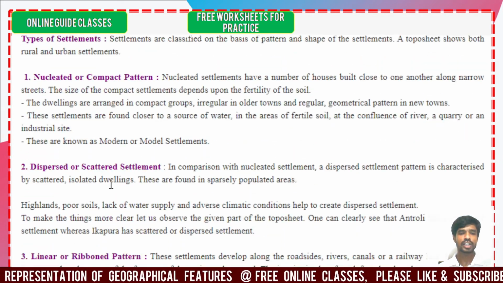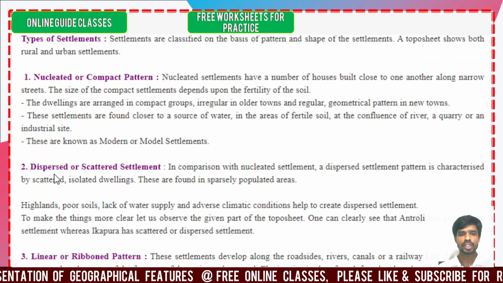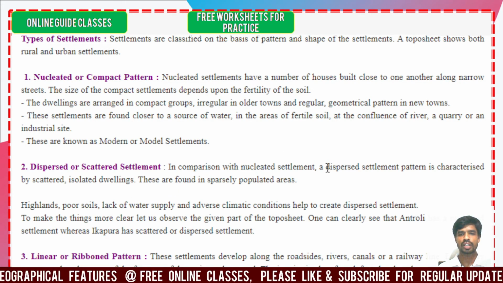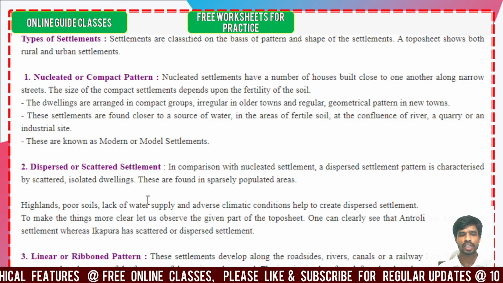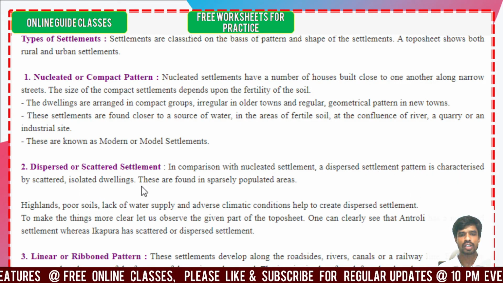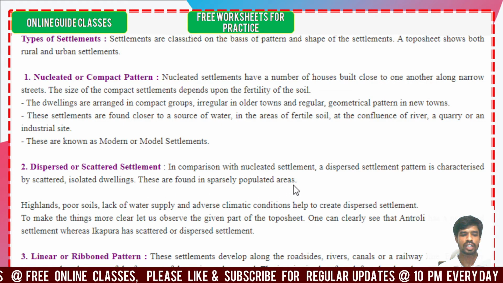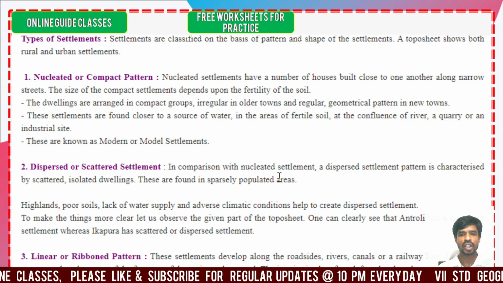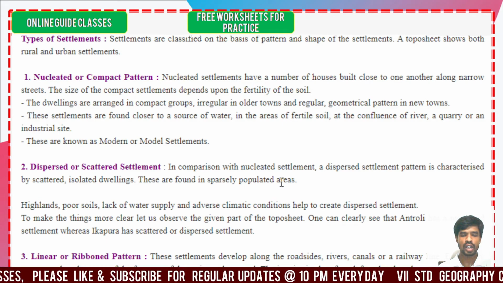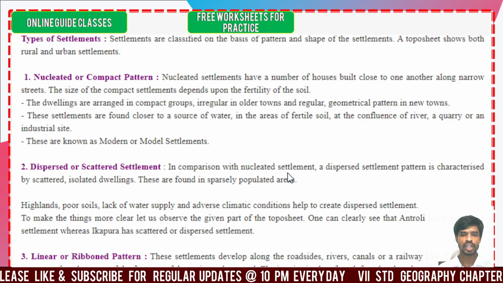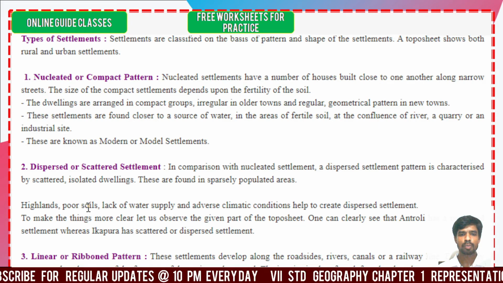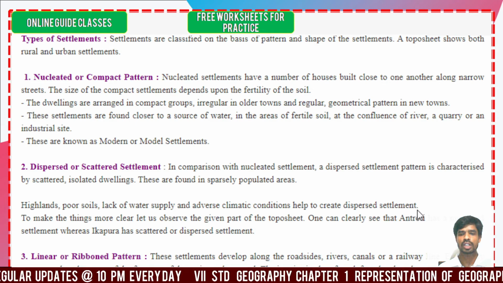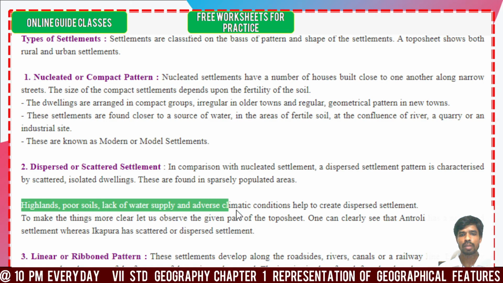And the next one is dispersed settlement. What do you mean by dispersed settlement? Dispersed settlement is also known as scattered settlement. In comparison with the nucleated settlement, a dispersed settlement pattern is characterized by scattered, isolated dwellings. They are found in sparsely populated areas. That means here people live far apart, right? Here the houses are not close to each other. Highlands, poor soils, lack of water supply, and adverse climatic conditions help to create dispersed settlement. Due to these reasons, people are scattered.